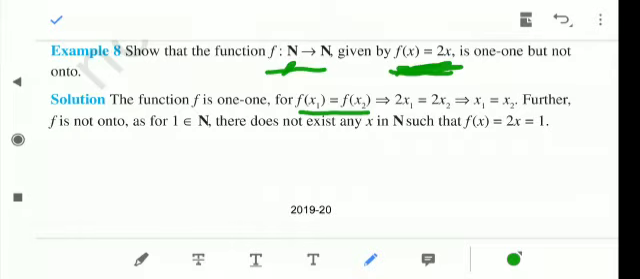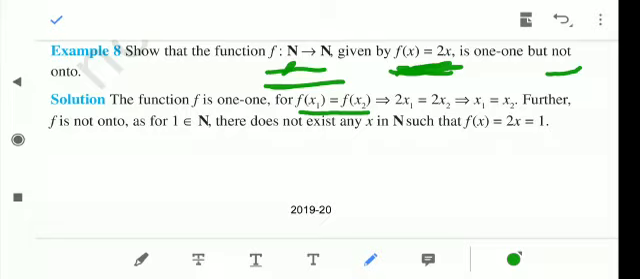Now let us verify the onto-ness of the function. Now look at the function f: N to N. If we take 1 in the domain, then in f(x) equal to 2x, it will be associated with the element 2. So 1 in the domain is associated with 2 of the codomain. 2 of the domain is associated with 4 of the codomain. So the domain will be 1, 2, 3, 4 and the range will be 2, 4, 6, 8 and so on.